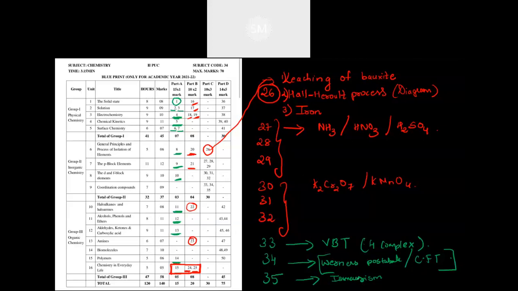Very important is that you study VBT first. Once you are done with that, go for postulates, Werner's postulate. Then you study CFT. That could be an important question. After CFT of octahedral and all that is over, then you go for isomerism.